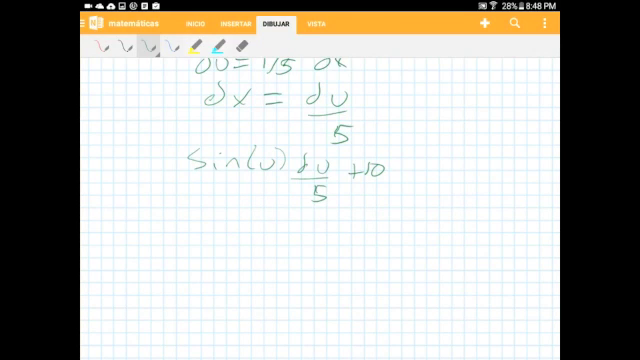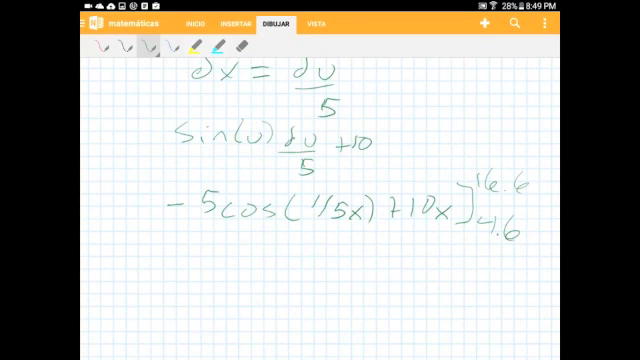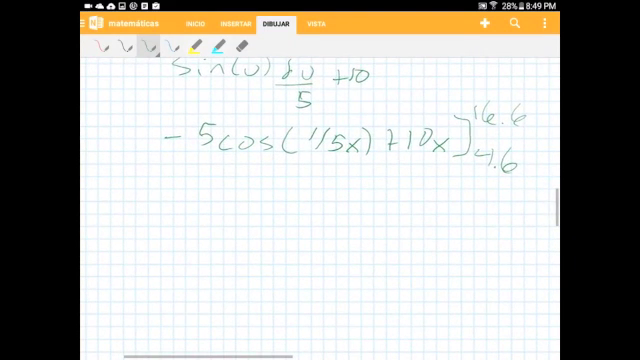This will give us the integral, which will be minus 5 cosine 1/5 of x plus the next, and the intervals will be 16.6 and 4.6. Okay, so now, since we got the integral, we will plug in our intervals.